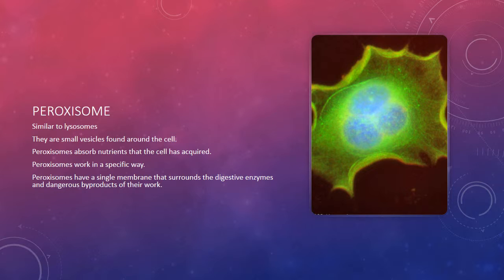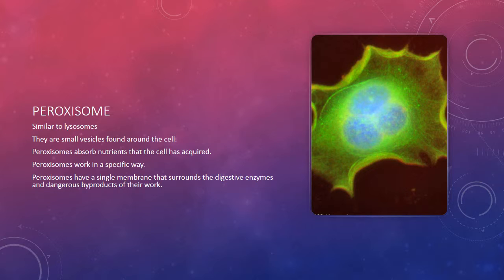Peroxisomes work in a very specific way. Their enzymes attack complex molecules and break them down into similar molecules. One of the byproducts of the digestion is hydrogen peroxide. Peroxisomes have developed to a point where they are able to contain that hydrogen peroxide and break it down into water and oxygen. The water is harmless to the cell, and the oxygen can be used in the next digestive reaction.